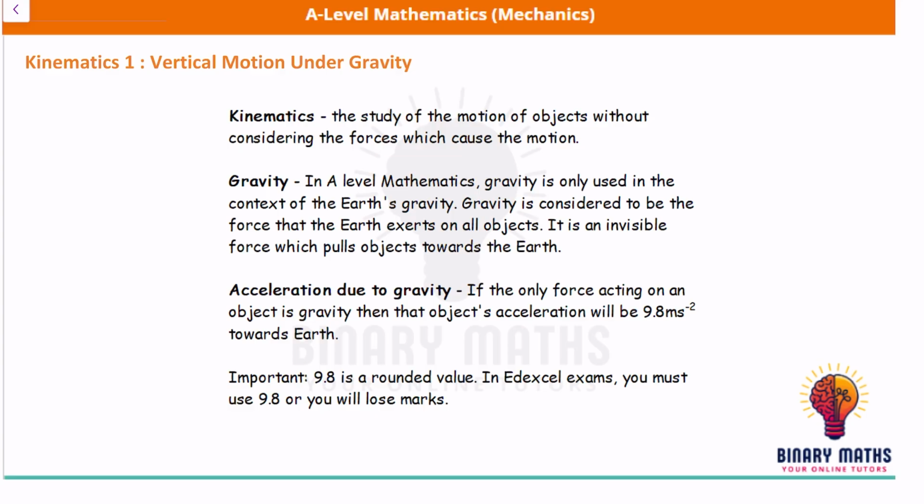Acceleration due to gravity, and that's the important part. If the only force acting on an object is gravity, then that object's acceleration will be 9.8 meters per second squared towards Earth. Important, 9.8 is a rounded value. In Excel exams, you must use 9.8 or you will lose marks. So please use 9.8. Do not use 9.81. 9.8 always.